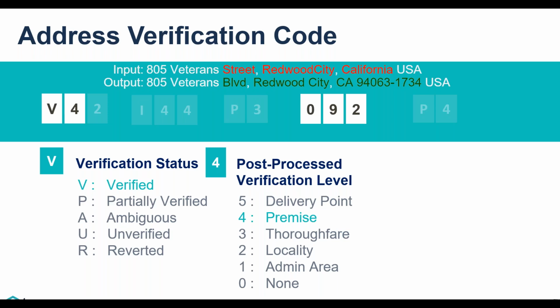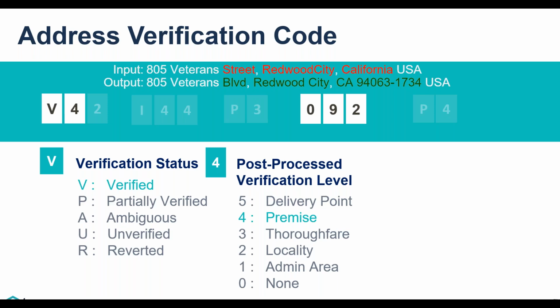And then the verification level. So think of these as a level of an address hierarchy, with the top number 5 being the most granular, and that is a delivery point. So that is something like a suite, a unit, a level, a post office box. And then underneath that is the premise or the house number. Thoroughfare is a generic word for street. Locality is a generic word for city. And then admin area is a generic word for state. So you'll know exactly that this has been verified to a premise level.